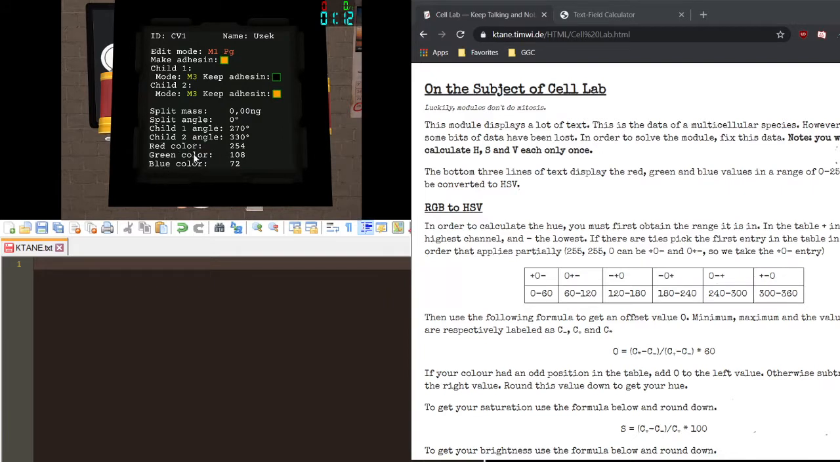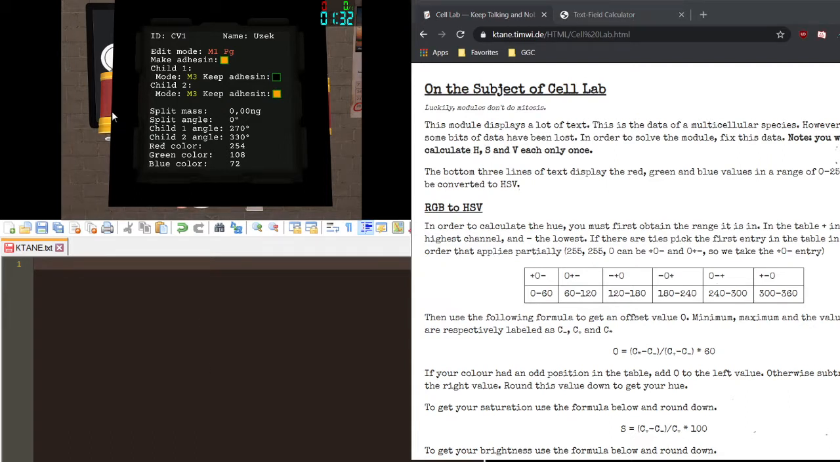And then finally we have the red color, the green color, and the blue color. This is critical information needed to solve the module. So, what do we do with this? The first thing to do is to calculate the hue, saturation, and brightness, the HSV.